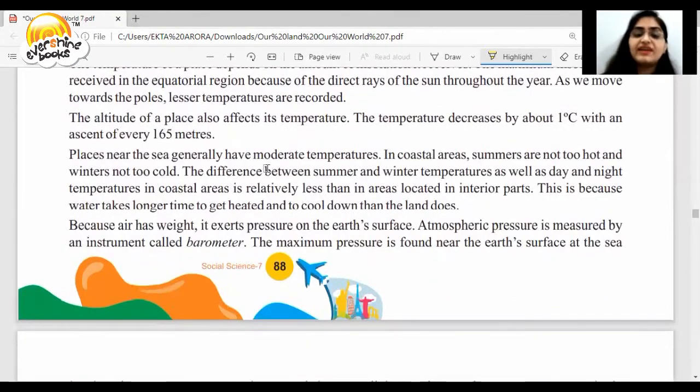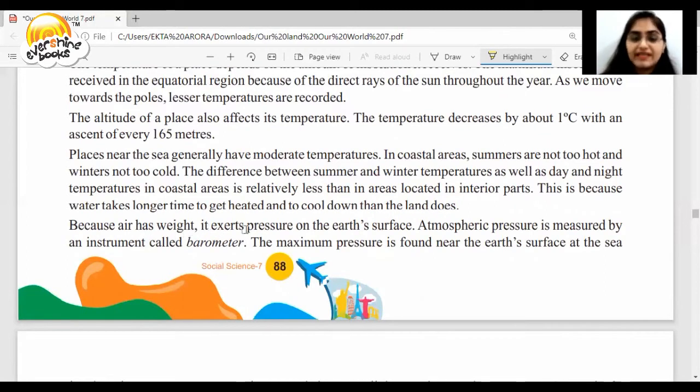Places near the sea generally have moderate temperatures. In coastal areas, summers are not too hot and winters are not too cold. The difference between summer and winter temperature, as well as the day and night temperature, in coastal areas is relatively less than in the areas located in the interior part. Why? Because water takes longer time to get heated and to cool down than the land. Like what happens here in the coastal areas, we have water, so it takes longer time to heat up and to cool down than the land does.